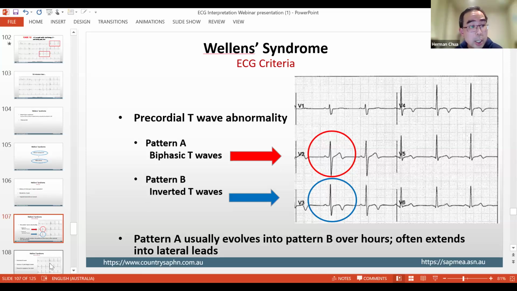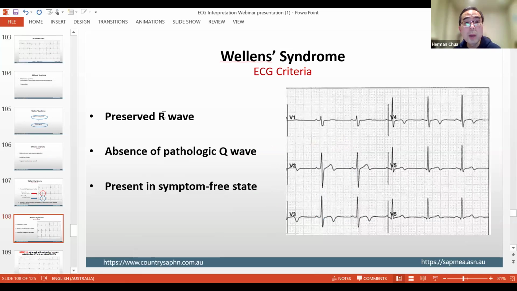And what more? The R wave is preserved, so it hasn't infarcted yet. No pathologic Q wave, the R wave is still okay, and it's always in a symptom-free or pain-free state, okay? So that's Wellens. You can see Wellens not just over anterior leads, you can actually see it over any leads, inferior leads, etc. as well, okay?